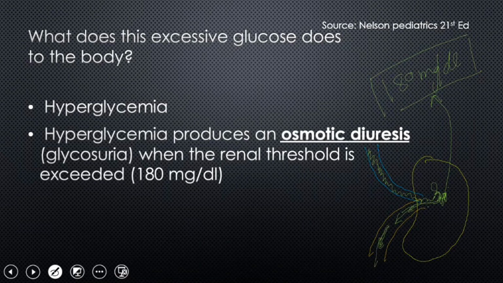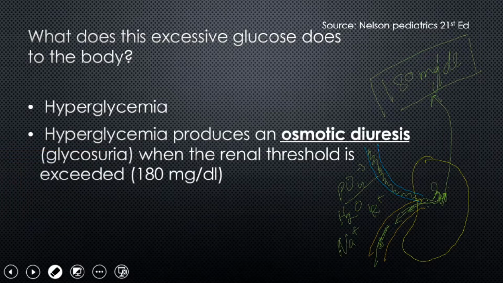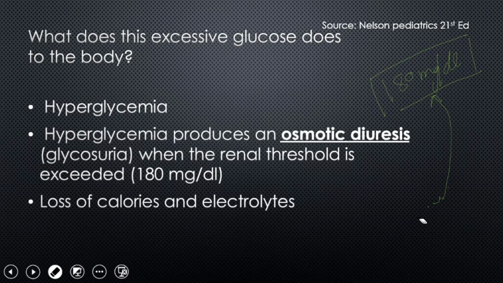Along with it comes water, sodium, potassium and phosphorus. So in short, this excessive glucose causes osmotic diuresis. There is loss of calories in the form of glucose and loss of electrolytes in the form of sodium, potassium and phosphorus. This all leads to stress.